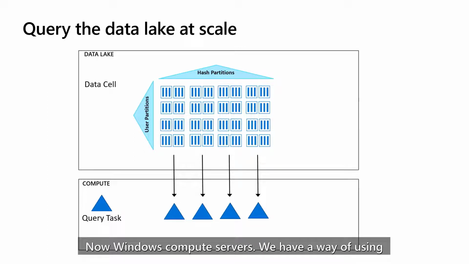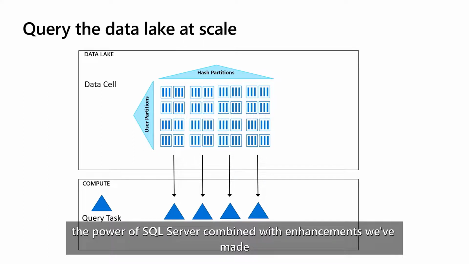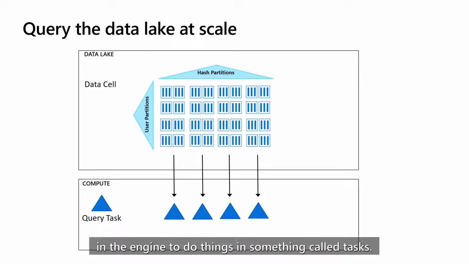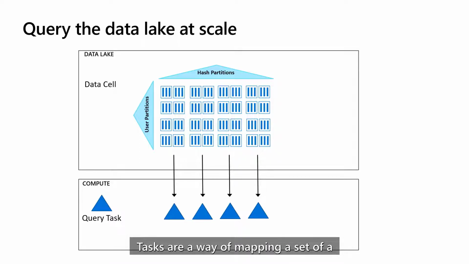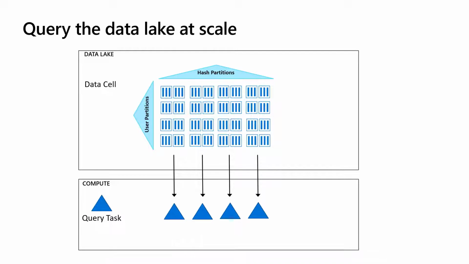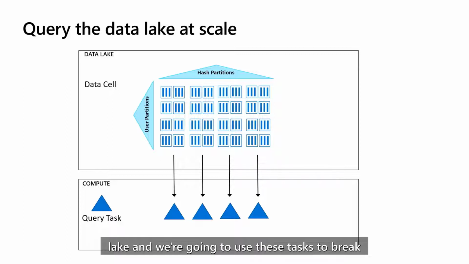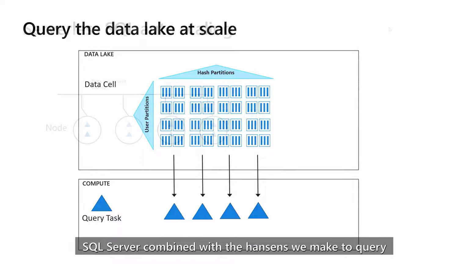Now, in those compute servers, we have a way of using the power of SQL Server combined with enhancements we've made in the engine to do things in something called tasks. Tasks are a way of mapping a cell or a set of cells to go query only the things we need and return the results to put things all back together. So the data lake is always going to be abstracted. Remember, this whole system is stateless, but we're going to have a way of caching information to make sure it's efficient every time we query the data lake. And we're going to use these tasks to break and partition out our work, again, using the power of SQL Server combined with enhancements we make to query the data.